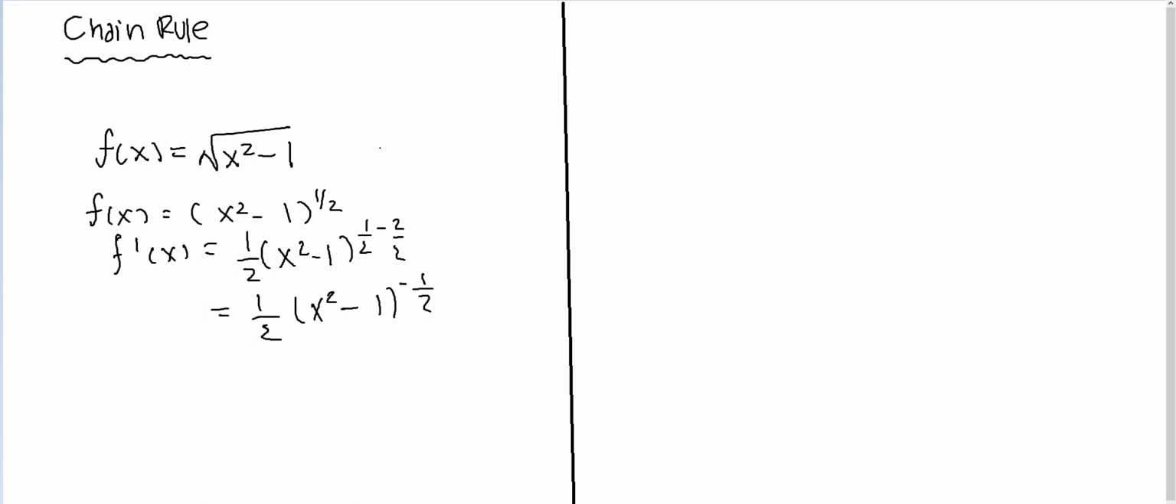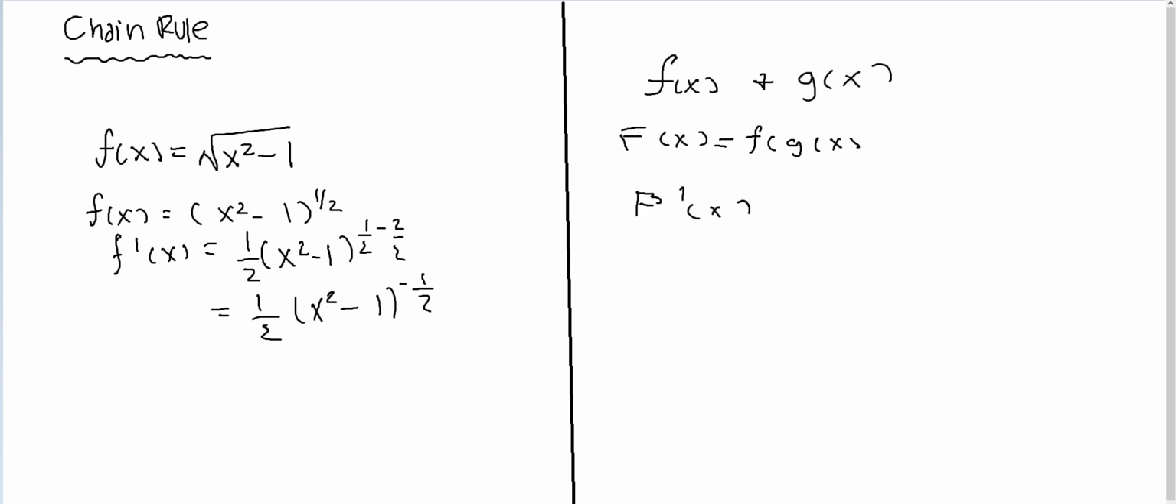In order to differentiate a function within a function, we have to use what is called the chain rule. So suppose we have two differentiable functions, f(x) and g(x). And if we define F(x) to equal f(g(x)), then the derivative F'(x) is equal to f'(g(x)) times g'(x).